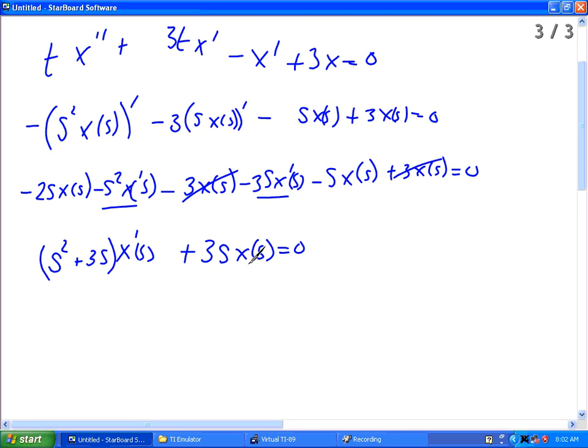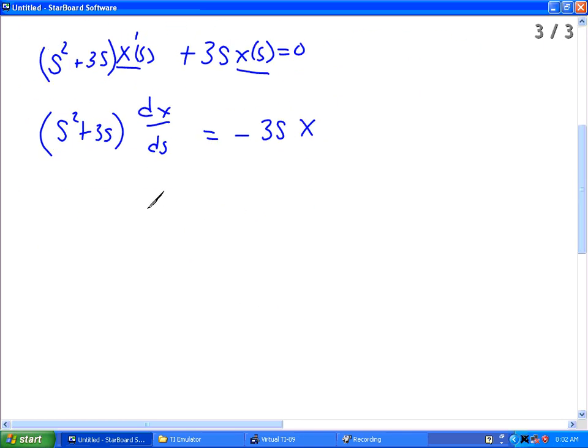Now what you see is this is a separable differential equation, because this is really like this, really is what this is. So if you do this, you get 1 over x dx. And over here you're going to get negative 3s squared plus 3s ds.